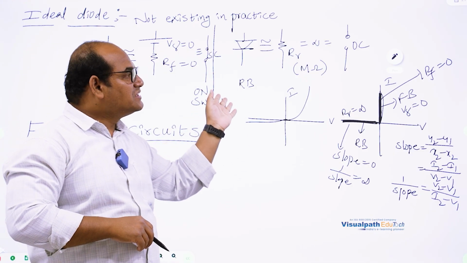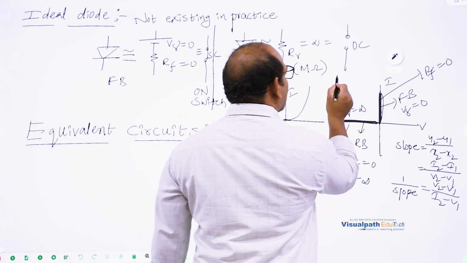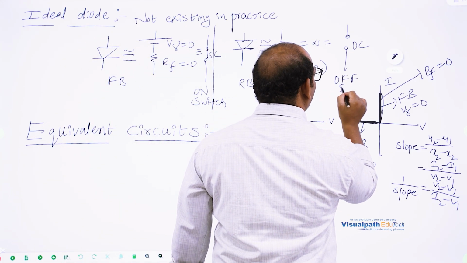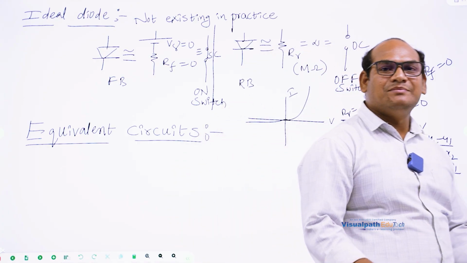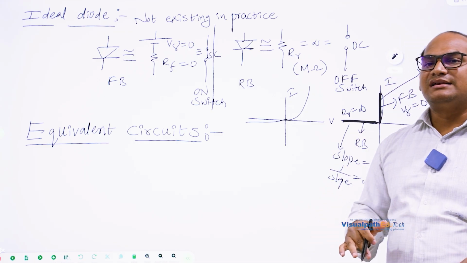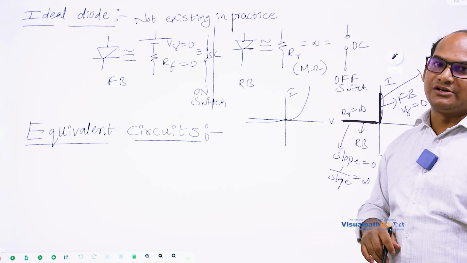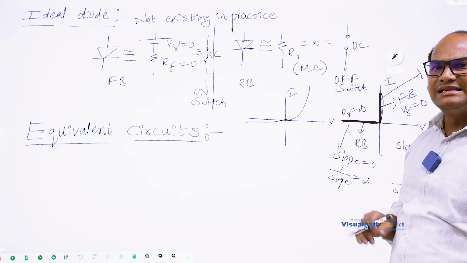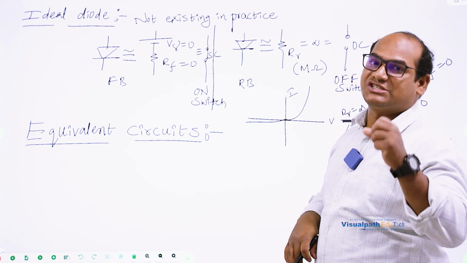When you keep the ideal diode in reverse bias, the equivalent circuit is the open circuit. Open circuit is nothing but an off switch. So when you keep switching the ideal PN junction diode between forward bias and reverse bias, it works like a short circuit and an open circuit, so that we can tell the PN junction diode is working like a switch.